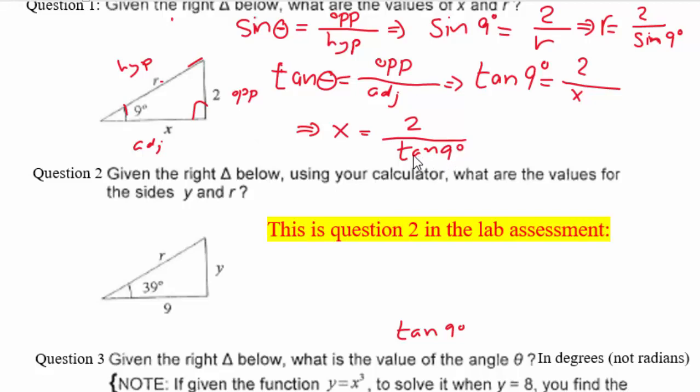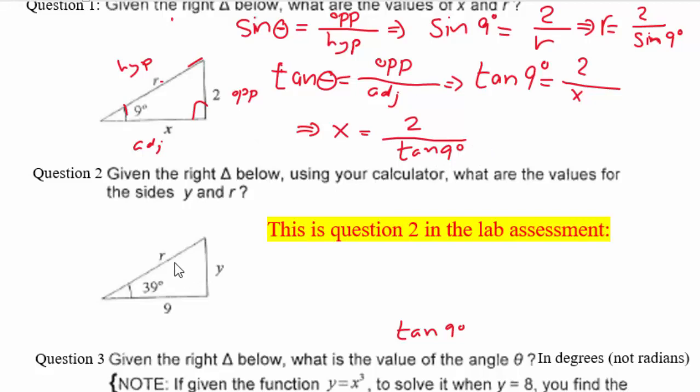Now tangent 9, if you use the calculator, make sure the mode is degrees, not radians, and then divide 2 by tangent 9. Tangent 9 is 0.158, so 2 divided by 0.158 will give you the value of x.